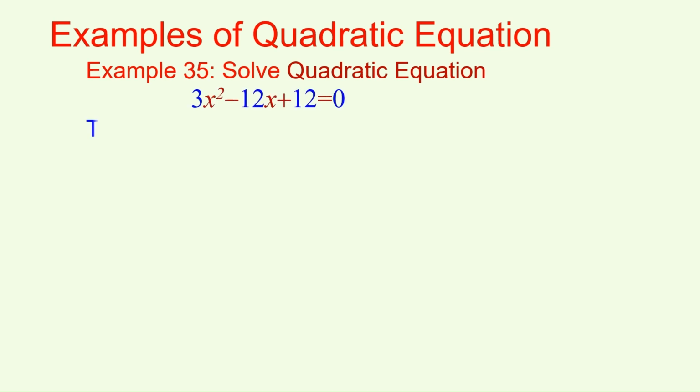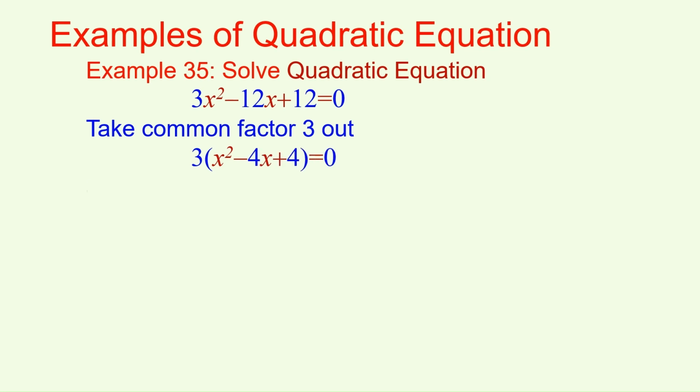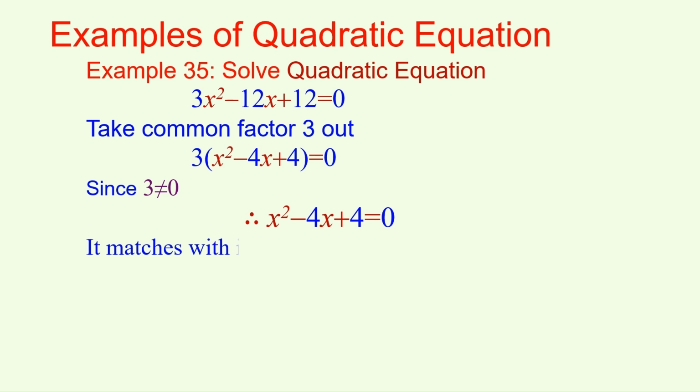Example 35. Solve quadratic equation 3x squared minus 12x plus 12 equals 0. Take out the common factor 3. 3 times (x squared minus 4x plus 4) equals 0. Since 3 not equal to 0, therefore x squared minus 4x plus 4 equals 0.